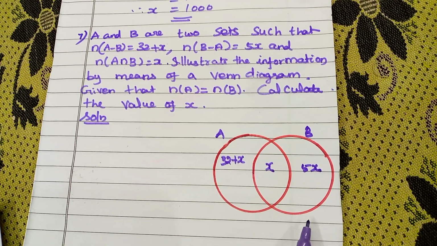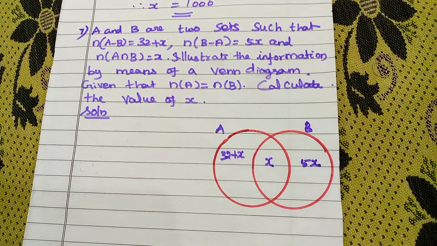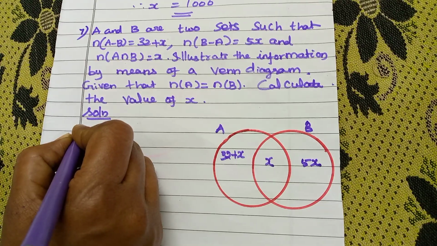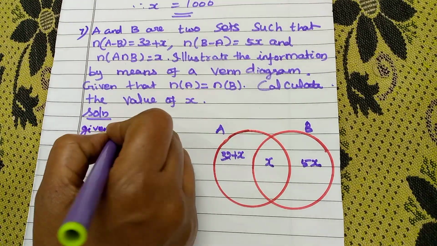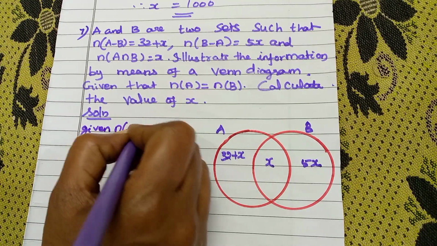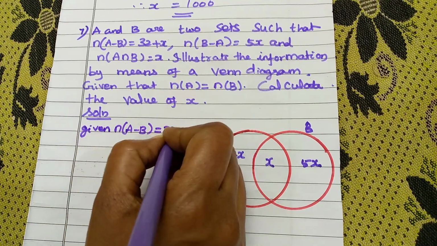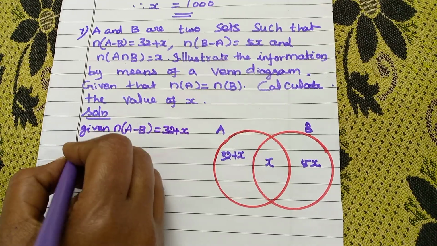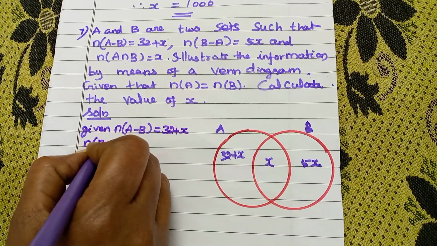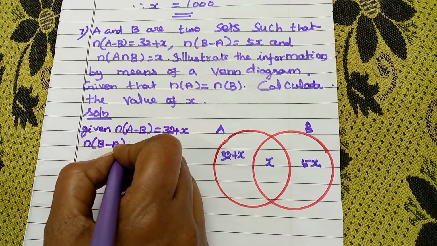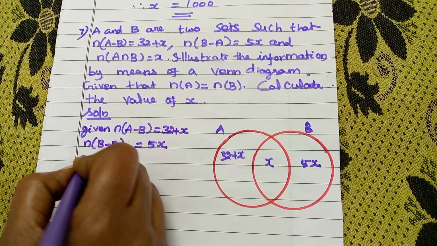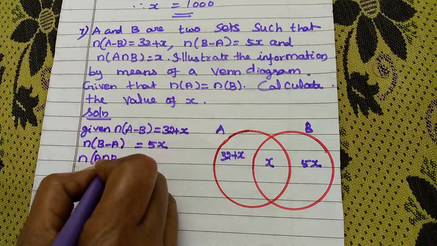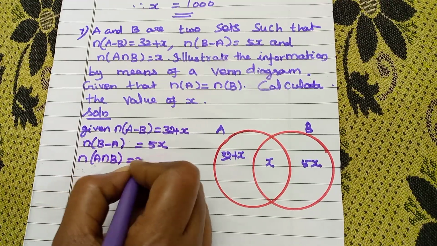First of all, what are the values given? Let's write. Given n of A minus B, except B, is equal to 32 plus X, and n of B minus A, that is except A, is 5X, and n of A intersection B, that intersection part alone, is equal to X.